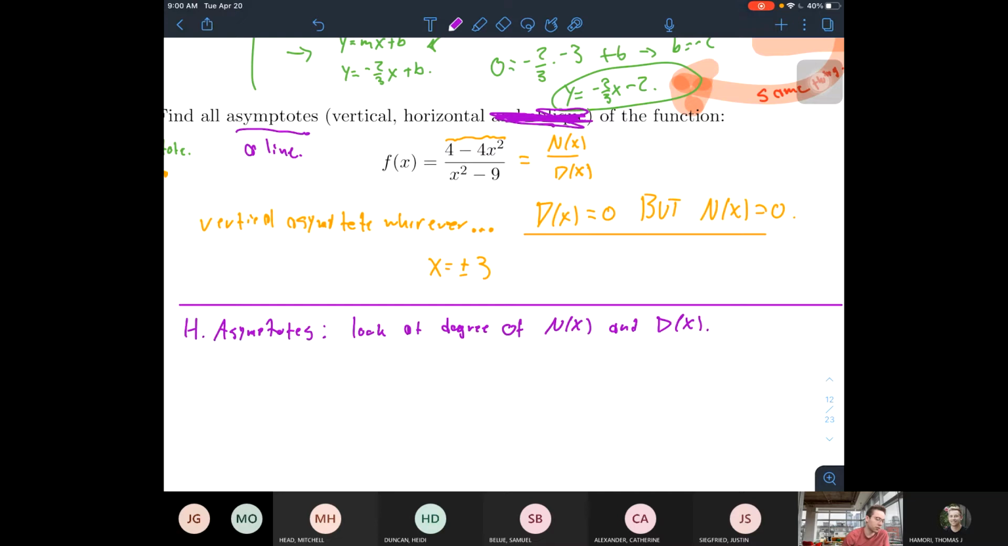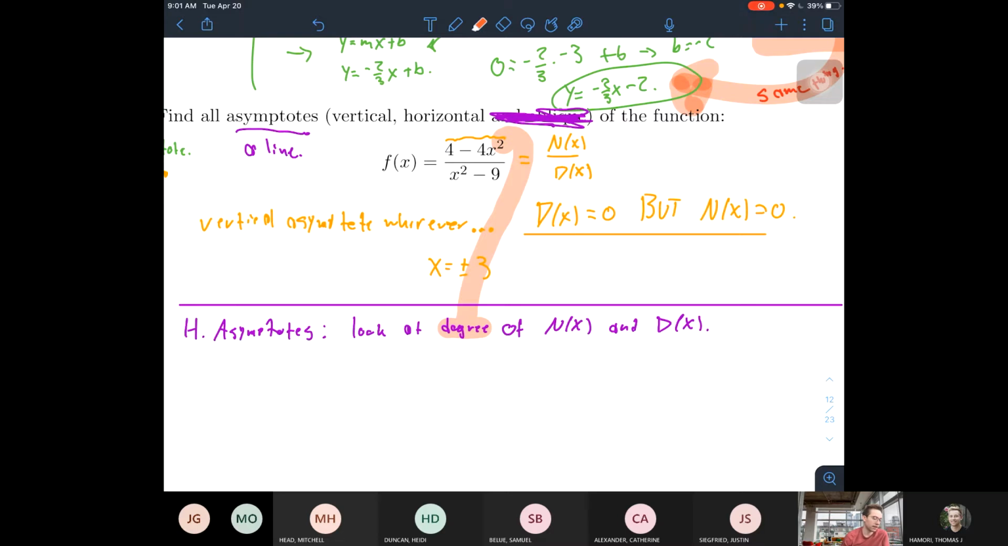Okay, so just to remind everyone what that word means, the degree is the highest power of x which is present in a polynomial. So if we just consider the polynomial n of x, which is 4 minus 4x squared, then n of x has degree 2, because the largest power of x which is present in that polynomial is x to the power 2.